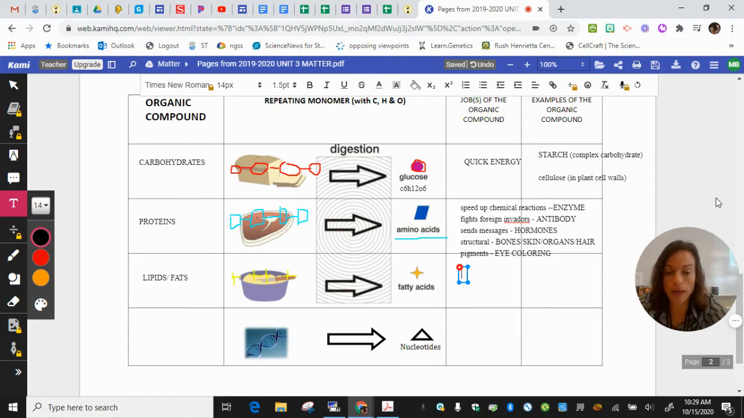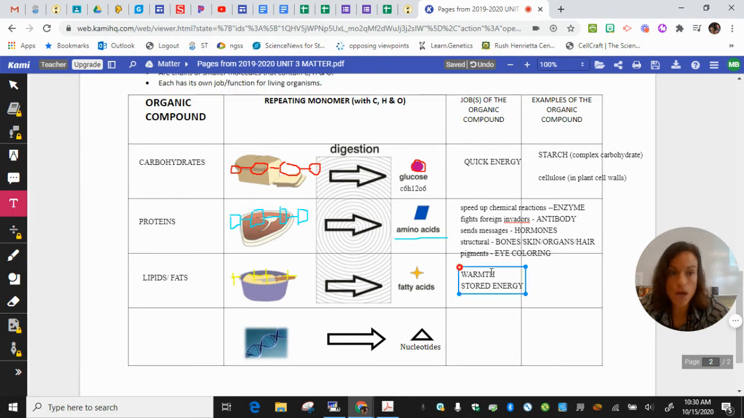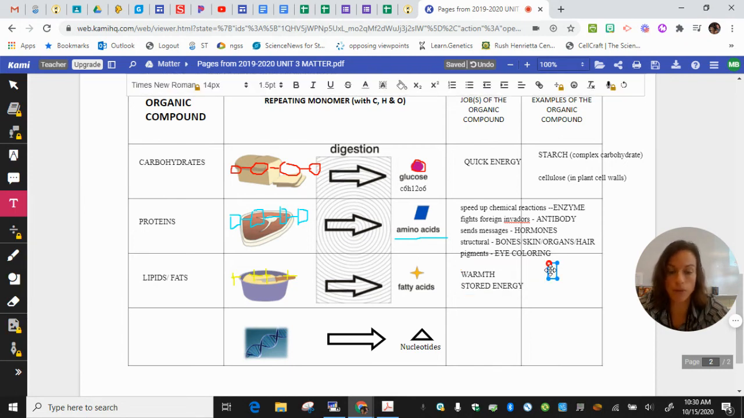Again, you eat the fats, the lipids, they digest the fatty acids, and when you get done, the job that they do for your body is they help to keep you warm. And they also help to give you stored energy. So if you run out of your carbohydrate energy, your body can switch to the stored energy. Some examples of fats in your body would be things like your earwax, which is kind of gross, your body fat, and things that keep you warm and protected.